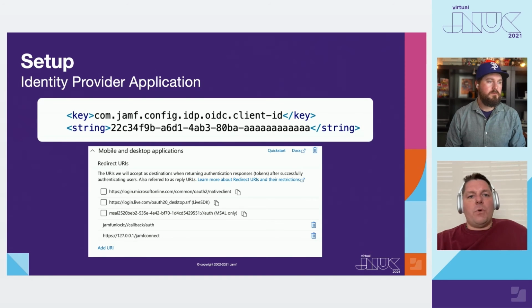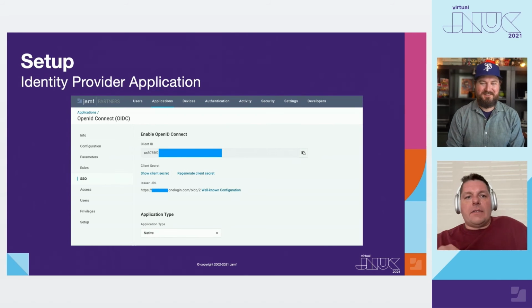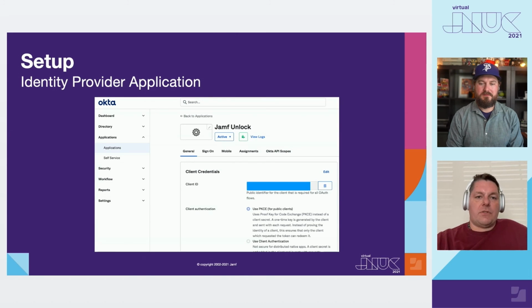Now, your identity providers will vary slightly for setup. So for example, with Microsoft Azure, you can simply use the existing Jamf Connect app registration. You just have to add an additional redirect URI for the Jamf Unlock application. And most likely your client ID will not consist of a bunch of ones at the end of it like this one. But for other applications like, say, OneLogin, you are going to have to create a separate app registration with a native type as opposed to a web application.